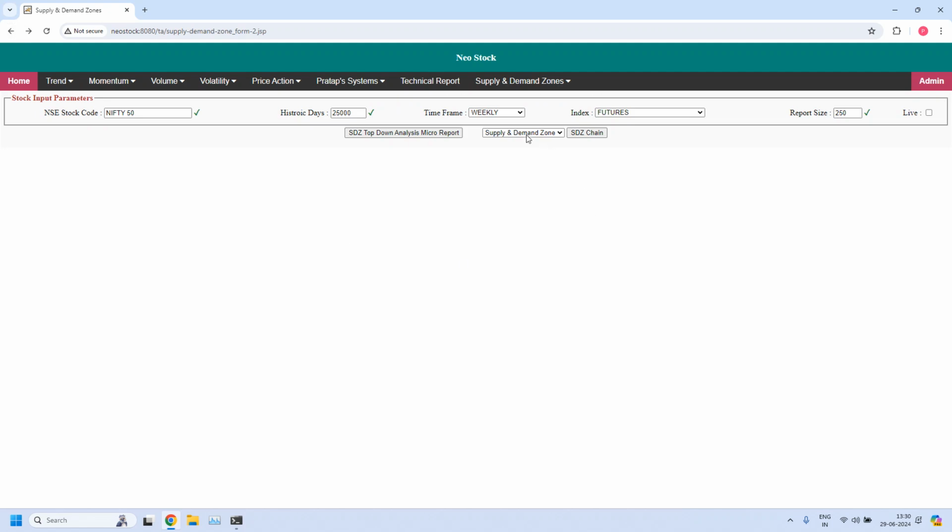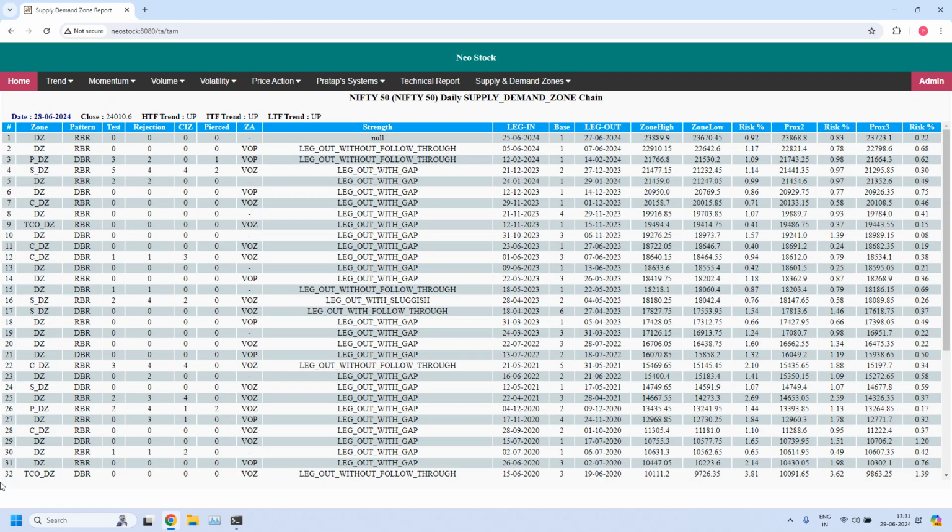So I'm going back. Now I am generating the report for daily time frame. Let me generate the supply demand zone chain for daily time frame. So these are the supply demand zones. We have only demand zones. We have no supply zones. All these, the first one is the all-time high demand zone.